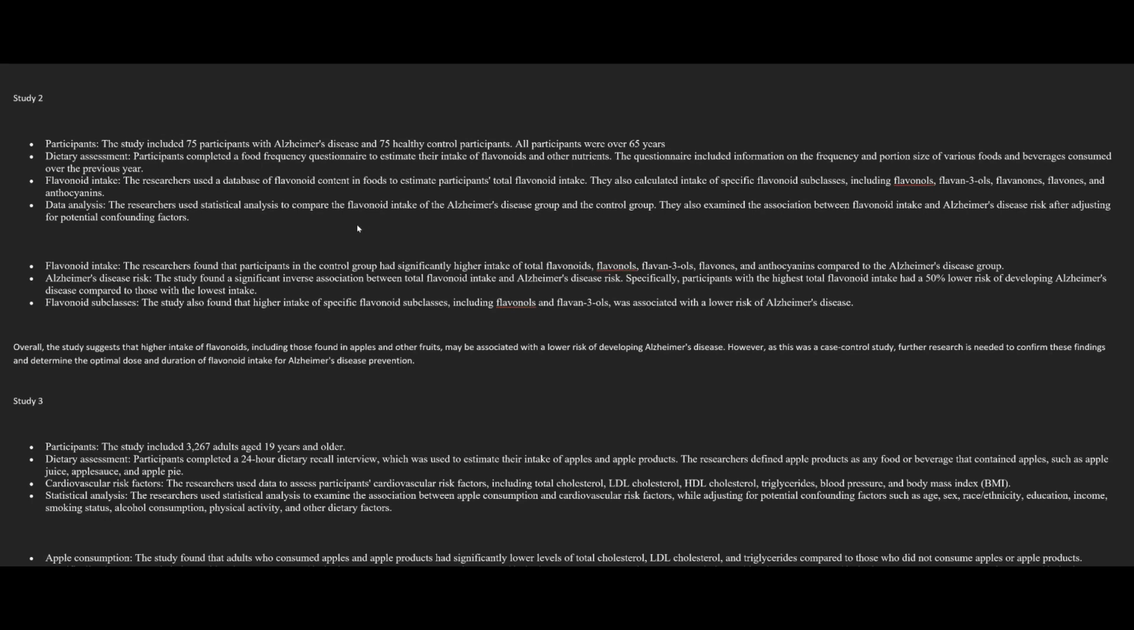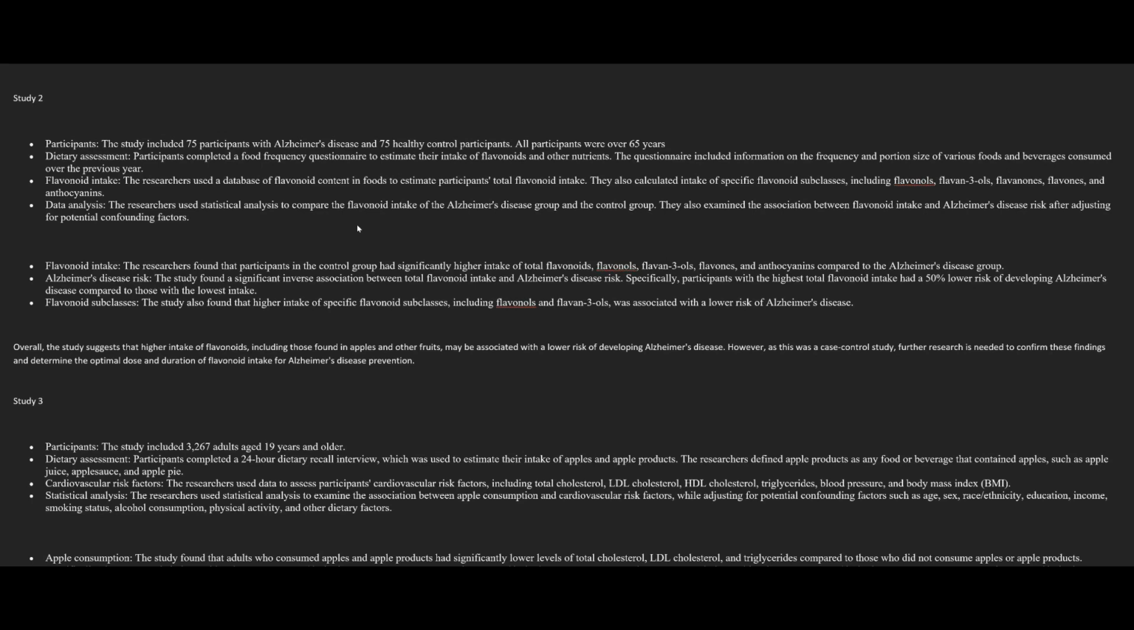The overall study suggested higher intake of flavonoids, including those found in apples and other fruits, might be associated with lower risk of developing Alzheimer's disease. However, in this case, as this was a case control study, further research is needed to confirm those findings and determine the optimal dose and duration of flavonoid intake on Alzheimer's disease prevention. In other words, you gotta keep your flavonoids up, which apples contain, and other fruits, if you wanna prevent developing Alzheimer's disease.